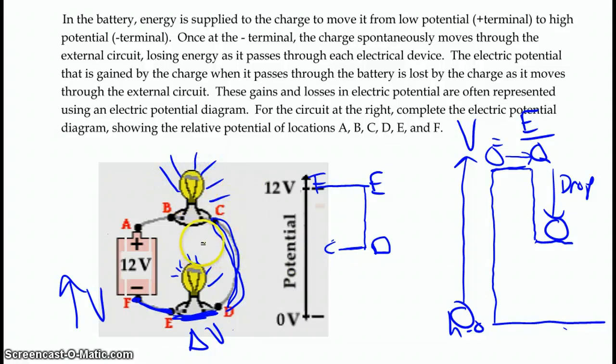Okay, now as we go through the light bulb between C and B, we're again going to see energy being given off. Well, that energy had to come from somewhere. It came from the energy stored up in our electrons. So we're going to lose energy to that point. Now, how much energy are we going to lose?